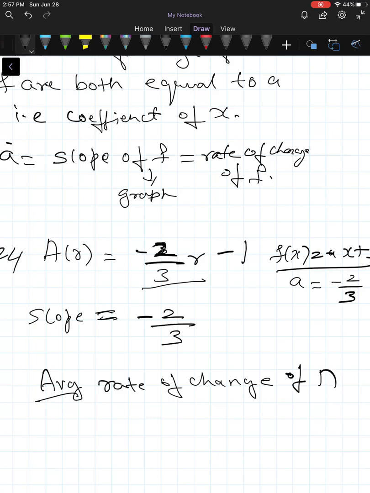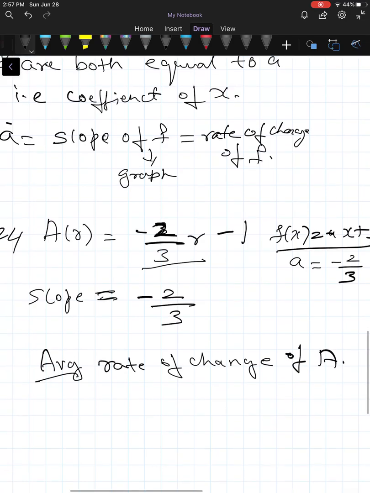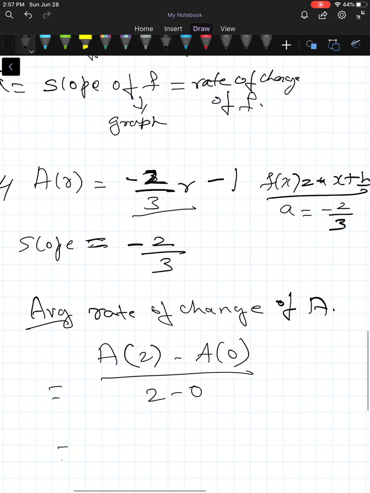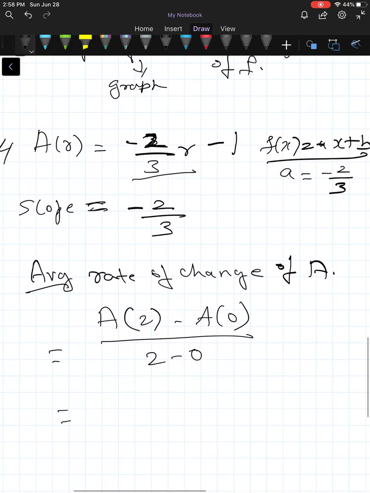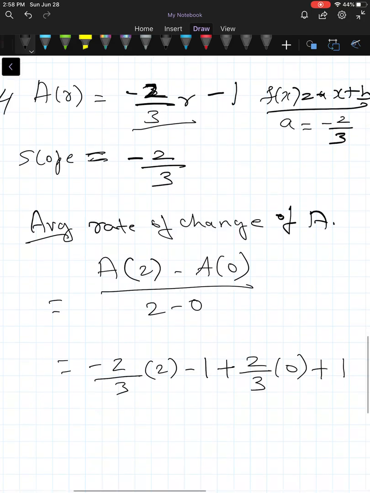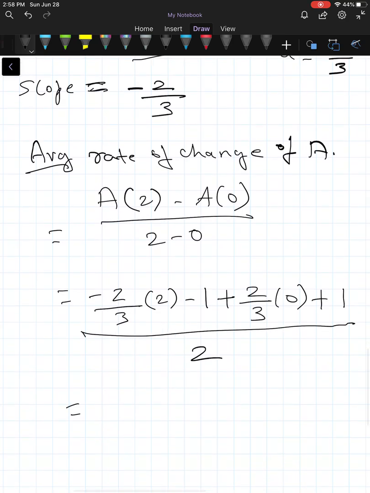Okay, average rate of change of the function A. So for that I will take A of 2 minus A of 0 divided by 2 minus 0. So that would give us A of 2 would be negative 2 over 3 times 2 minus 1, plus 2 over 3, that is 0, plus 1. So divided by 2.